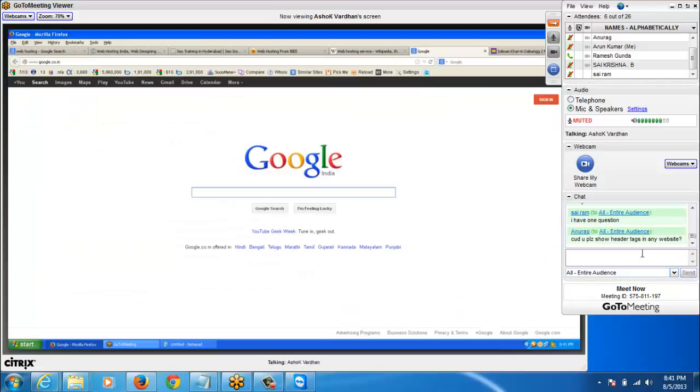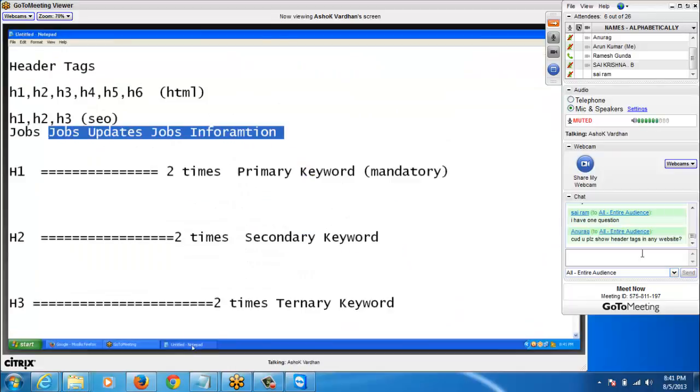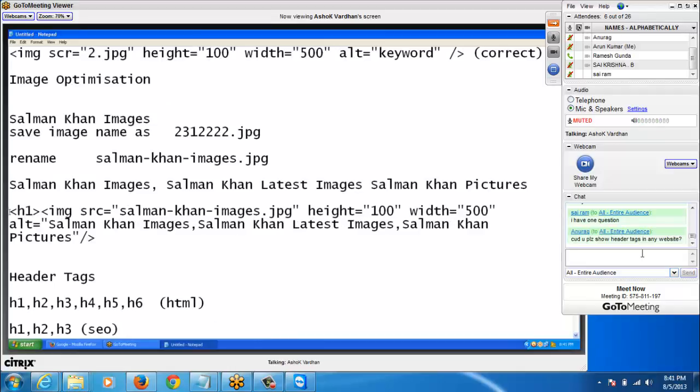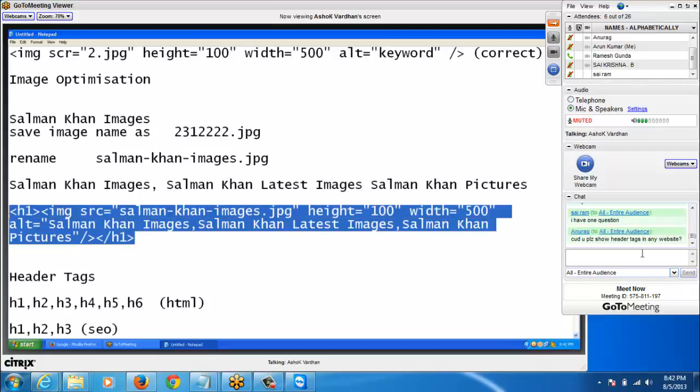Okay. Sometimes you cannot find any header tag content. At that time, what should we do? Many times we find it like this only. That's it. This one is also a keyword. Image is also a keyword. Okay, for the image tag, I have given H1. That's it.